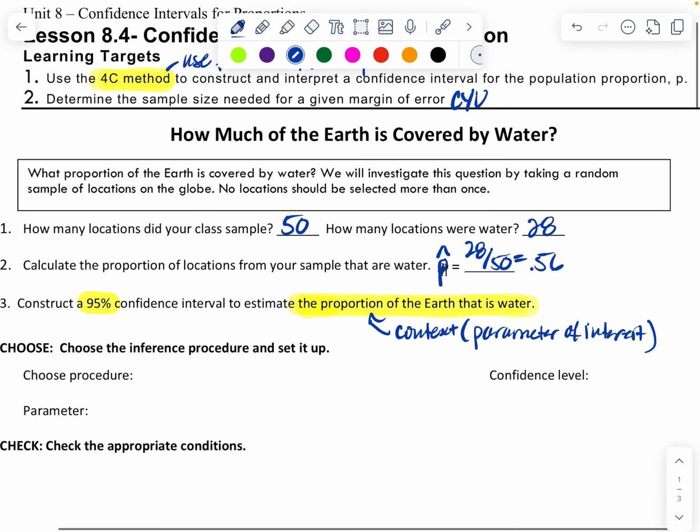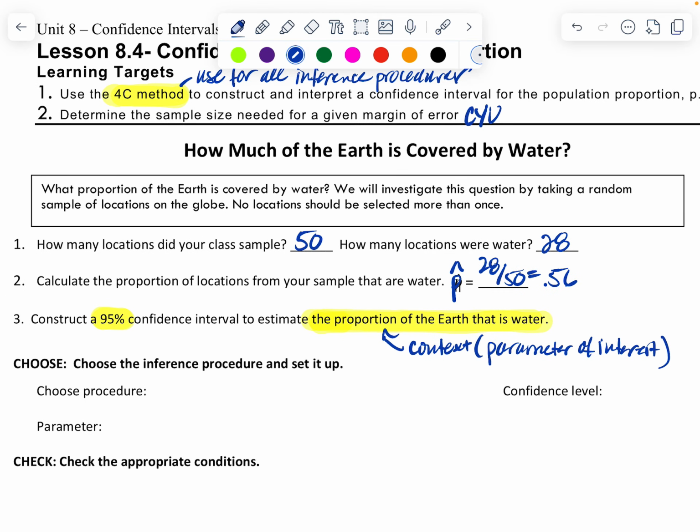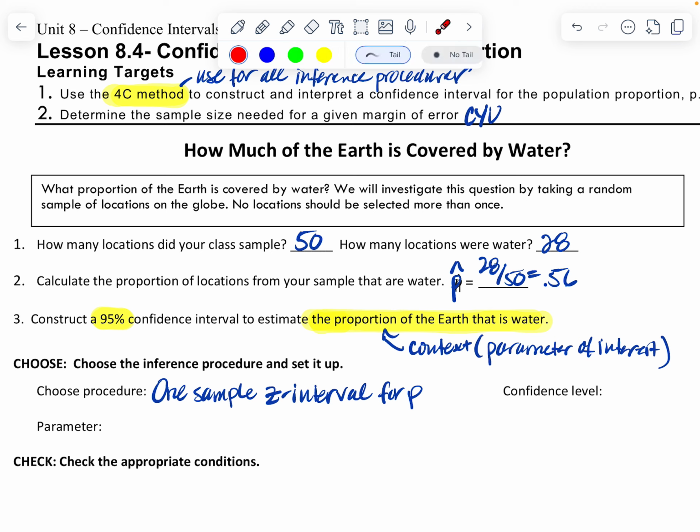Okay, so the first thing this says is to choose a procedure. So this is a new thing. We're going to learn lots of different procedures, different confidence intervals, and different significance tests. And so being able to name them is going to be really important. This is the first one that we have. So this is a one sample because we are only looking at a single proportion. So one sample, and it is a Z interval because we are using a Z for a critical number, and it is for a population proportion. So one sample Z interval for P. You're literally just writing out what it's for. A single sample, what critical value you're using, and it's for a proportion.